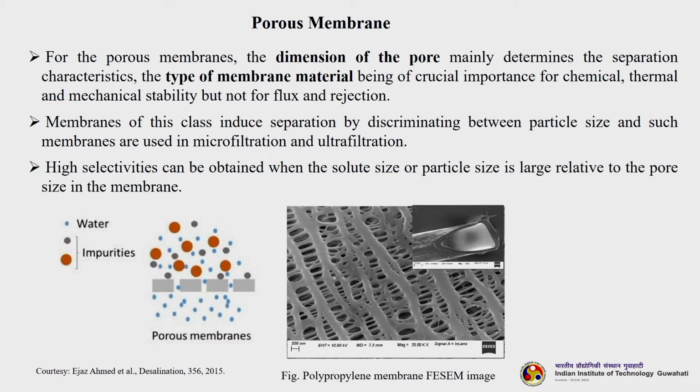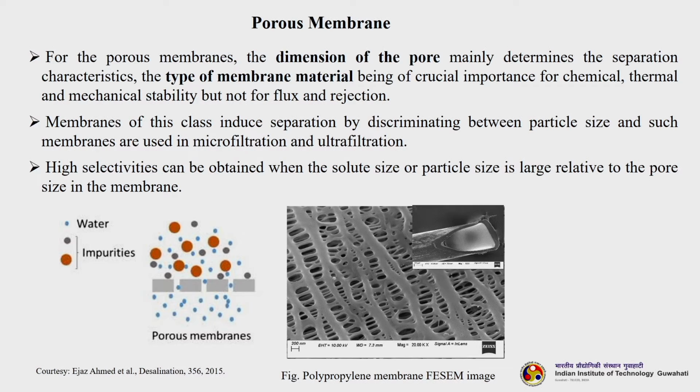In a nutshell, we have discussed this, but in our subsequent lecture, we will devote one full class to discuss facilitated transport. So, RO membrane actually lies in between our porous and non-porous membranes. For porous membranes, the dimension of the pore mainly determines the separation. The type of membrane material is of crucial importance for chemical, thermal and mechanical stability, but the type of material is not at all contributing to the flux and overall rejection.